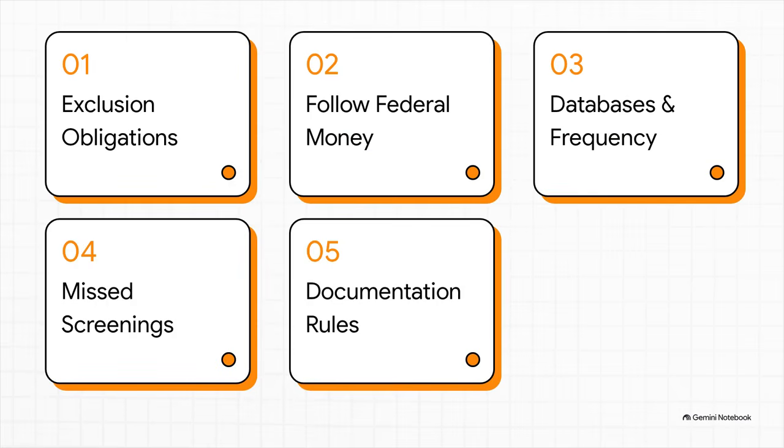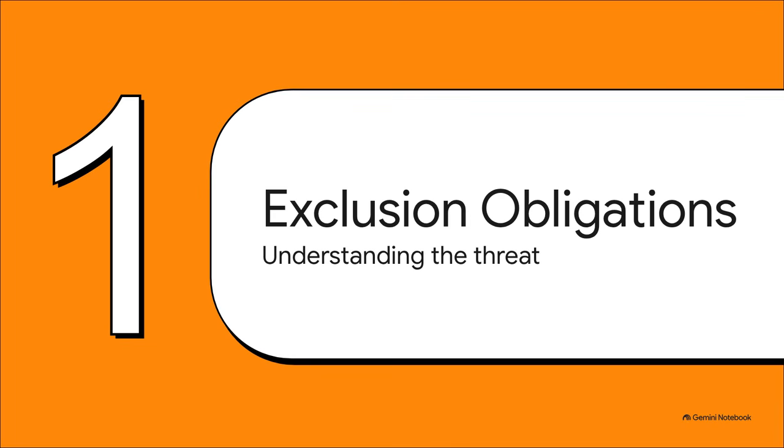Here is our roadmap for today's explainer. 1. Healthcare exclusion obligations. 2. Follow the federal money. 3. Databases and screening frequency. 4. Consequences of missed screenings. And finally, 5. Documentation best practices. Let's start with Section 1, Healthcare Exclusion Obligations.